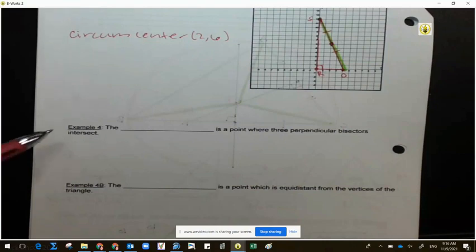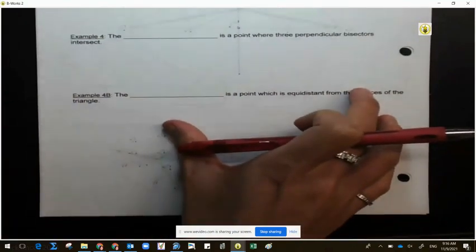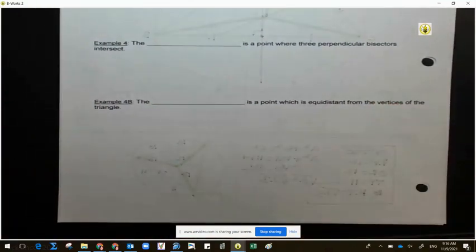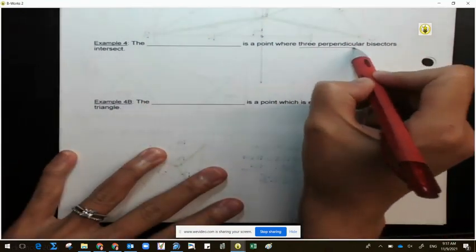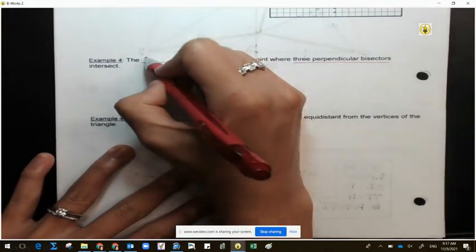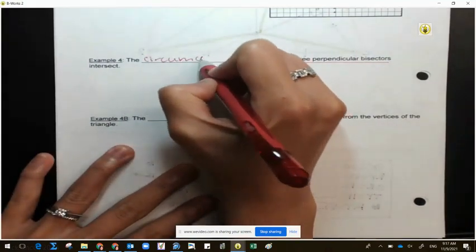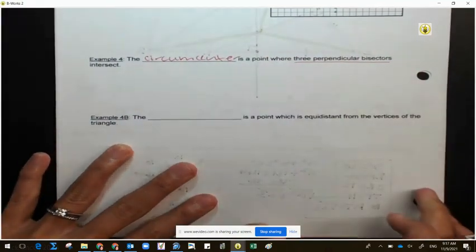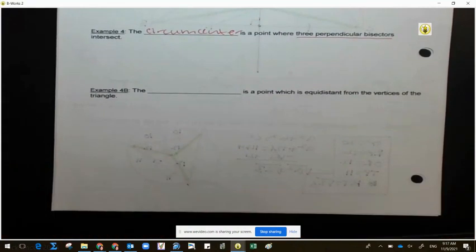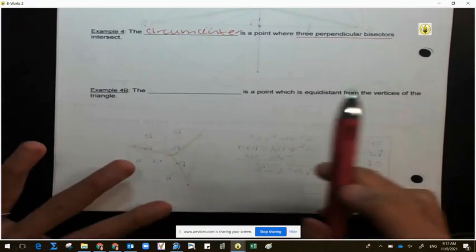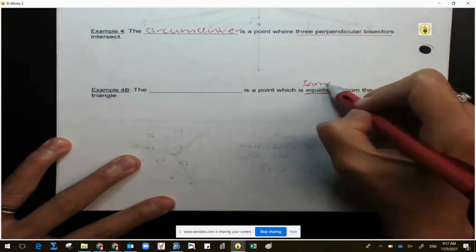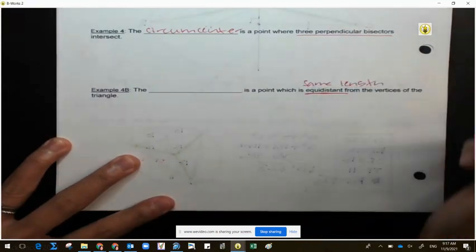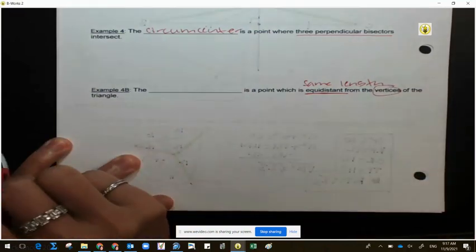All right. So let's see if you were paying attention yesterday on our notes. Blank is the point where three perpendicular bisectors intersect. What was it? That is the circumcenter. And then it's going to be another circumcenter because I didn't go on to the next topic. It is equidistant, the same length, from the vertices of the triangle.